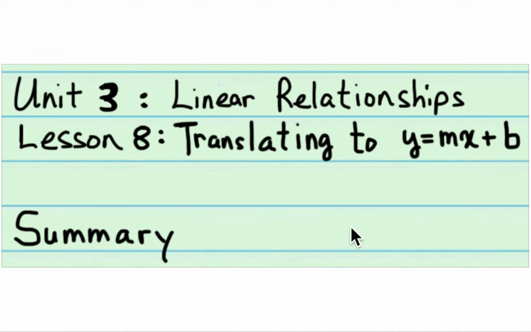This is the summary for Lesson 8, translating to y equals mx plus b. And this is the key to this lesson, understanding y equals mx plus b. And we know that m is the slope. We're using the word move for m, for slope. Slope is what moves as you look at these relationships.